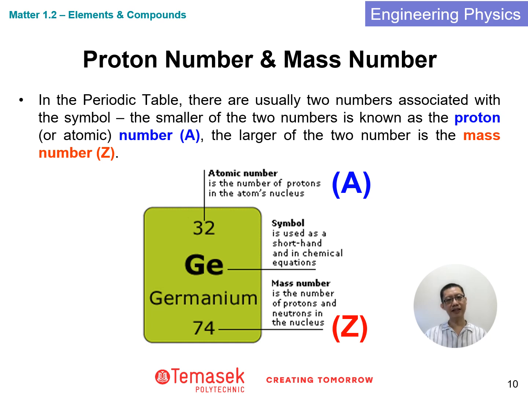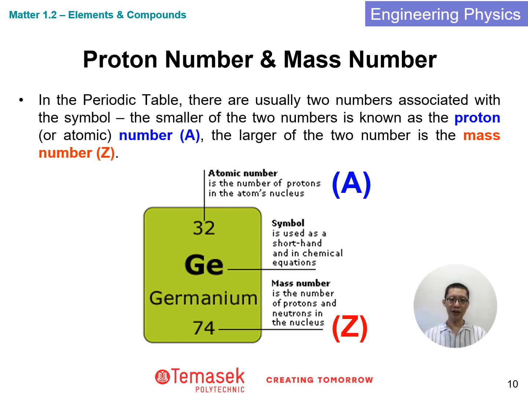Each element has an atomic number, which is the number of protons in its nucleus, and a mass number representing the sum of protons and neutrons. The atomic number is always smaller and is crucial for identifying the element, while the mass number gives us an idea of the atom's mass.